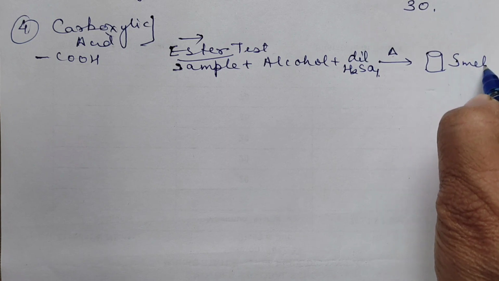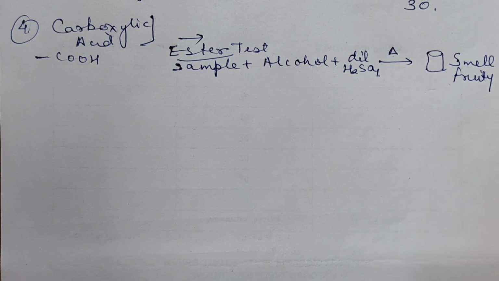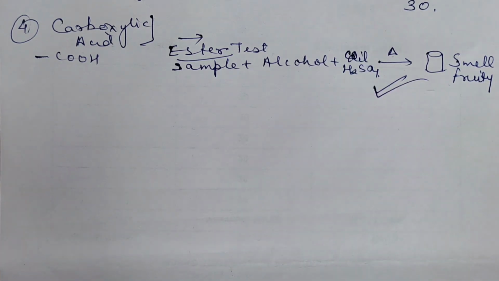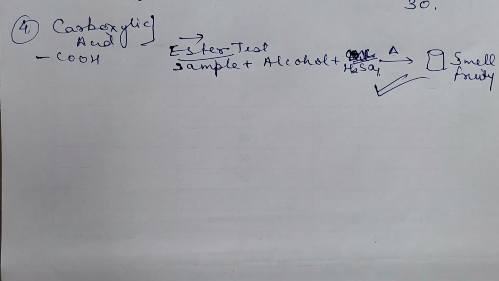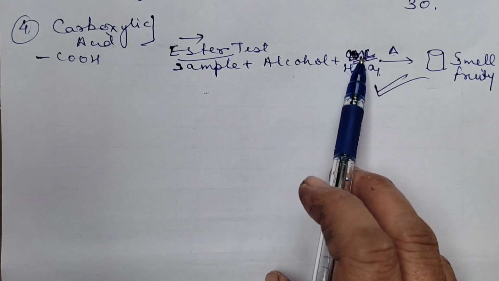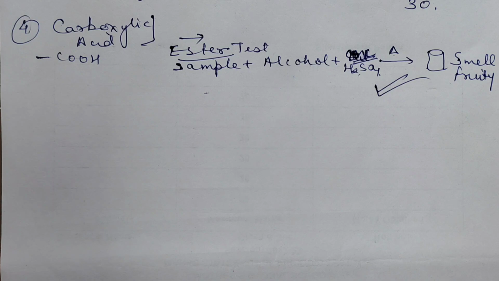Smell you will check. Okay, that is fruity smell. So the presence of the fruity smell will indicate that acid is present. Okay. Yeah, here concentrated sulfuric acid you will add. Concentrated. Few drops of concentrated sulfuric acid. Okay, sample alcohol, few drops of concentrated sulfuric acid, then fruity smell you will get on heating.